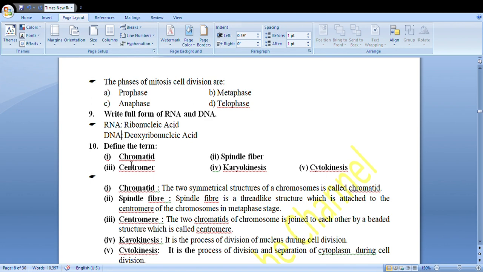Define the following terms: chromatid, spindle fiber, centromere, karyokinesis, cytokinesis. Chromatid: the 2 symmetrical structures of a chromosome are called chromatids. Spindle fiber is a thread-like structure which is attached to the centromere of chromosome in metaphase stage. Centromere: the 2 chromatids of a chromosome are joined to each other by a beaded structure which is called centromere.